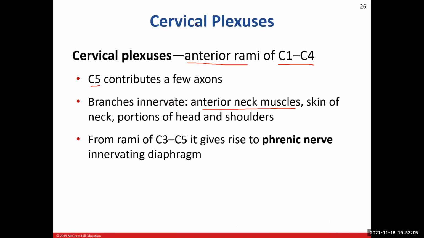But the C1 through C4, the cervical plexus, is going to get that sensory innervation from parts of the head, the tops of the shoulders, and portions of the neck. And then it'll control the anterior neck muscles. Now, it's important to note that the phrenic nerve, the nerve that innervates the diaphragm, the muscle that helps us to breathe, gets its innervation from C3, C4, and C5. And how I remember that is C3, C4, C5 helps to keep the diaphragm alive. Those spinal segments contribute to the phrenic nerve.